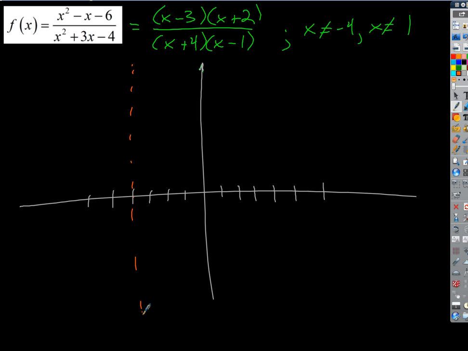It's got a vertical asymptote. At +1, I've got a vertical asymptote, right? And then we know that the function is going through the points +3 and -2. Okay, and so now we just need to know what else does it do? What does the function do as it approaches these vertical asymptotes?